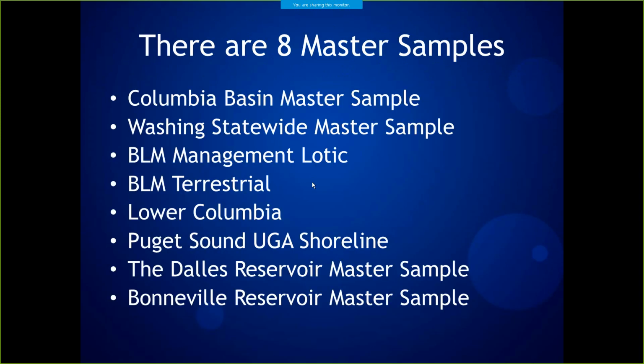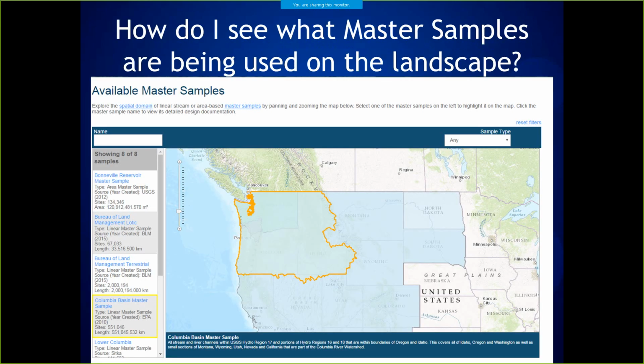But here are the 8 that we have: the Columbia Basin Master Sample, the Washington Statewide Master Sample, the BLM Low-Tech Master Sample, the BLM Terrestrial Master Sample, the Lower Columbia, Puget Sound, UGA Shoreline, the Dalles Reservoir Master Sample, and the Bonneville Reservoir Master Sample. You can also go in the tool and click on each master sample and see the extent of the master sample. For example, I clicked on the Columbia Basin Master Sample and you can see the extent that it covers. The orange line highlights the region it covers.